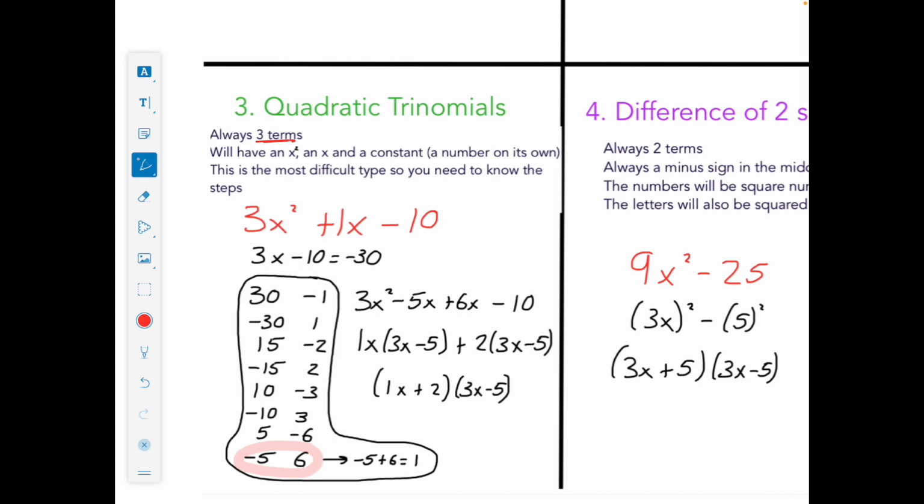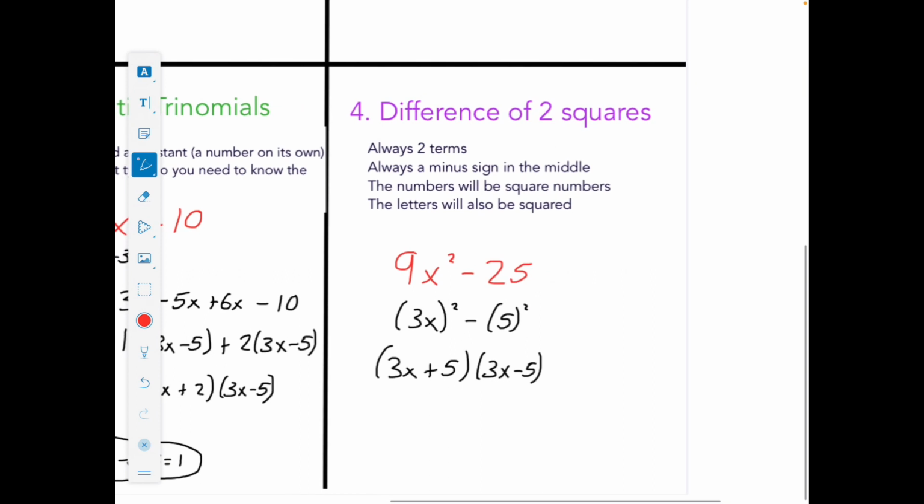Okay, so it'll always have an x squared, an x, and a number. I would say this is the most difficult type. There's steps. We'll go through the steps in a minute for how to do them.